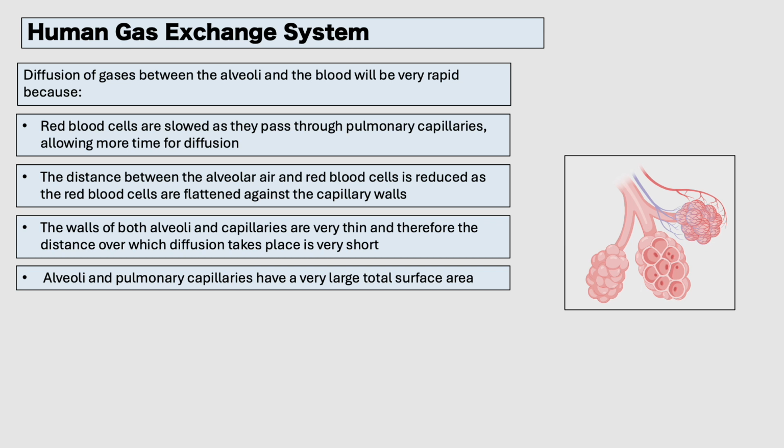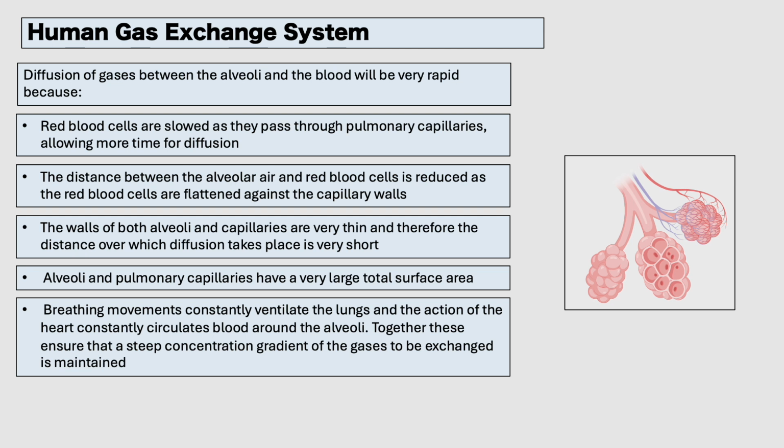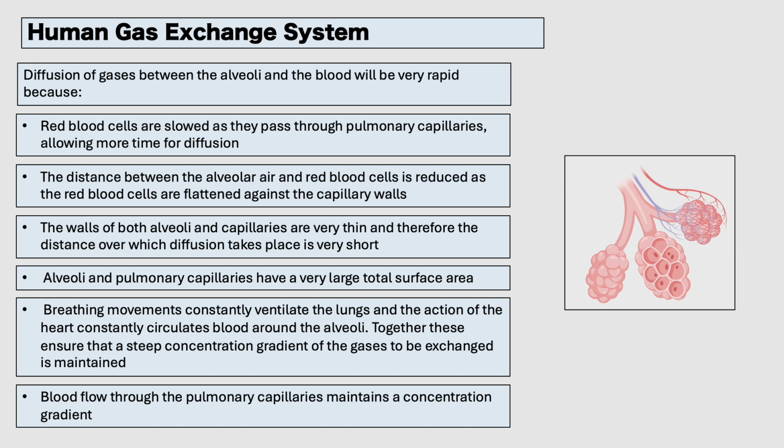Alveoli and pulmonary capillaries have a very large total surface area. Breathing movements constantly ventilate the lungs, and the action of the heart constantly circulates the blood around the alveoli. Together, these ensure that a steep concentration gradient of the gases to be exchanged is maintained. And finally, blood flow through the pulmonary capillaries maintains a concentration gradient.